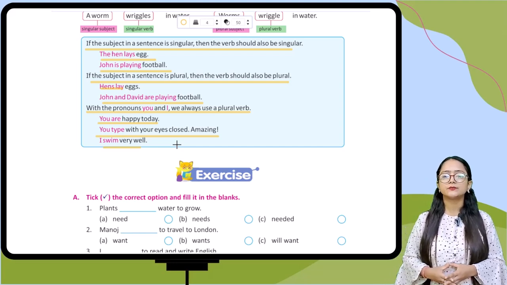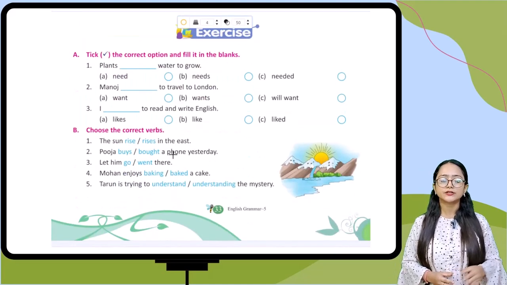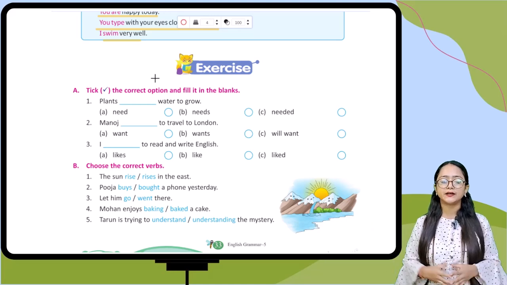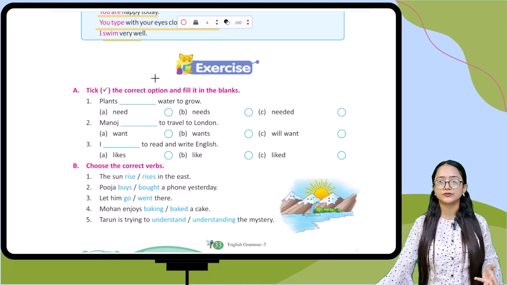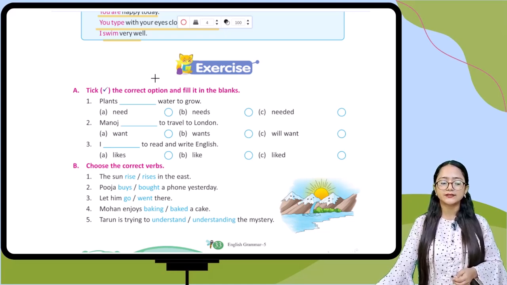Now students, let's move into the exercise part. First one, tick the correct option, fill in the blanks. First question is plants dash water to grow. Options are need, needs, needed. Now here it is talking about the plural plants. So you have to write down the plural verb only, that is need. So tick need. Plants need water to grow.